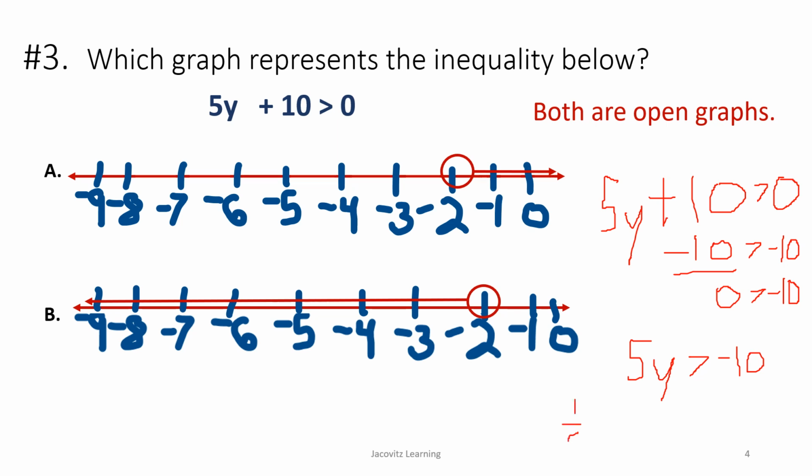1/5 times 5 over 1, y is greater than -10 over 1 times 1/5. The reason I got so excited just now is because you should already be thinking that this is -10 over 5, which is going to give you -2.